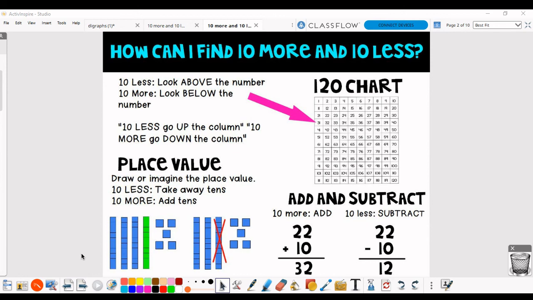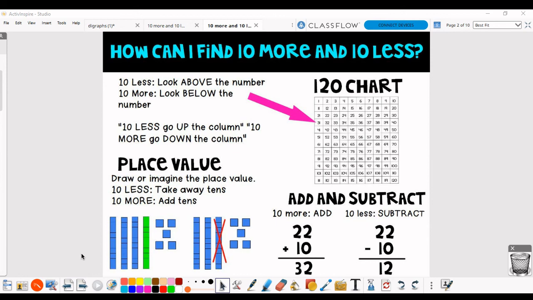And I have a saying to help remind me of which way to go. 10 less, go up the column. 10 more, go down the column. This reminds me to look above and below my number to help me find 10 more and 10 less.